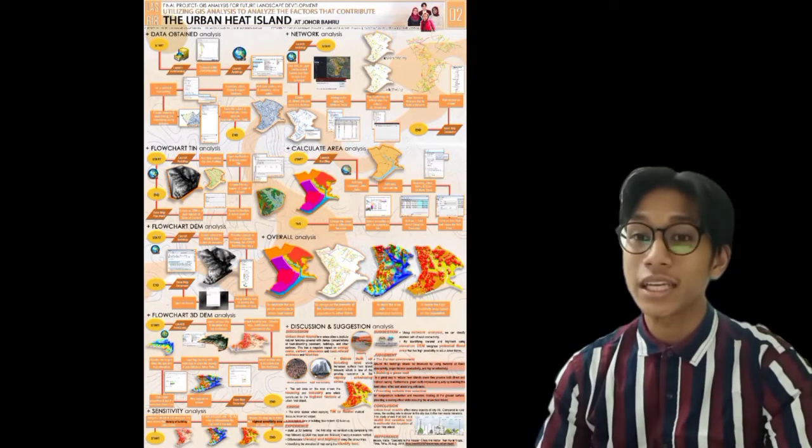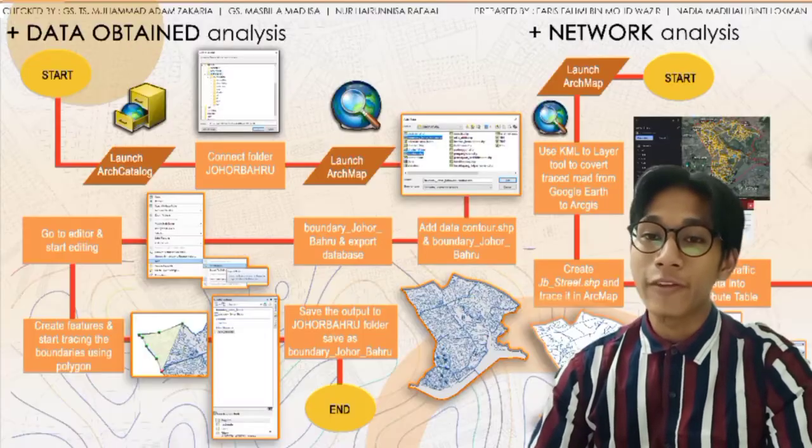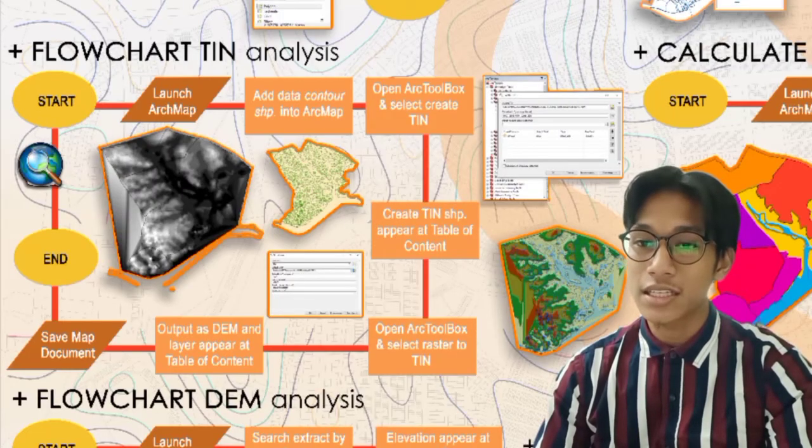Next is our second board. This board shows flowcharts about the methods that we have been using in ArcGIS. The first flowchart is about how we obtain the basic data of Johor Bahru, such as the boundaries of Johor Bahru. And the second flowchart is about how we use TIN to create DEM as an output layer.